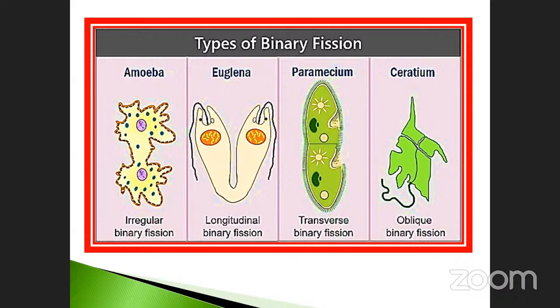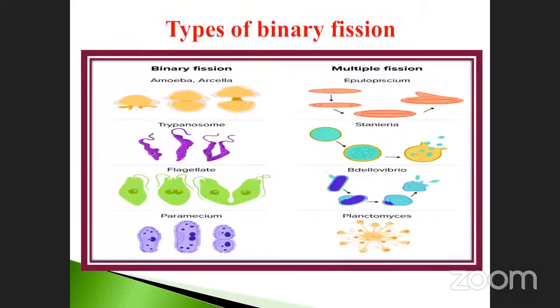First nucleus division takes place, and then the cytoplasm. Next, here the transverse means vertical. This is longitudinal. This one is called transverse, and also oblique binary fission, where on any side it can split differently. These are all called the types of binary fission. The same thing is here. This is called binary fission.